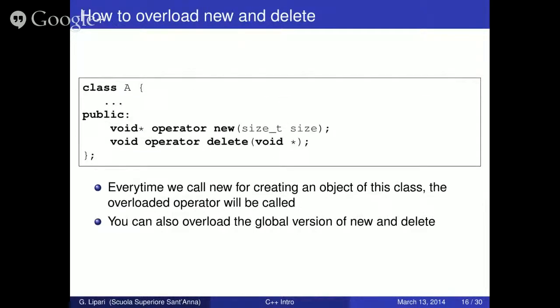We can overload new and delete, and this is actually one way of doing that. For example, we can overload operator new for this class and operator delete. And so every time we call new for this specific class, new will return a memory block where the class is going to be created. Okay? And actually, you can also overload the global version of new and delete.